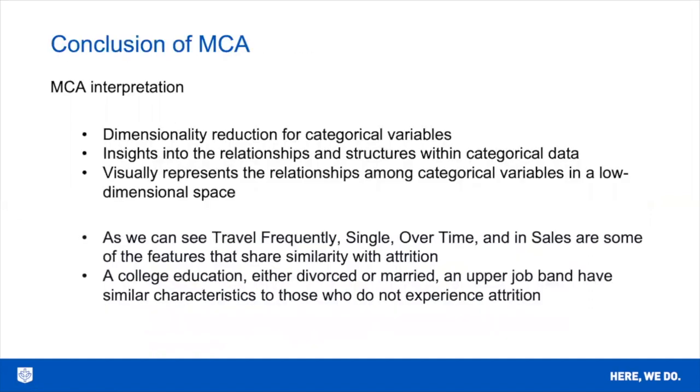And just to conclude, MCA is dimensional, just like PCA, and MCA is for reducing dimensionality for categorical variables. And from the MCA analysis, some of the variables: travel frequently, single, overtime, and sales are some of the features that share similarities with attrition.